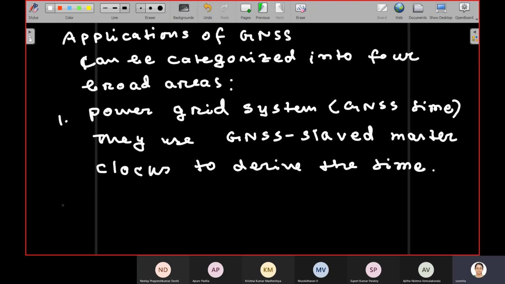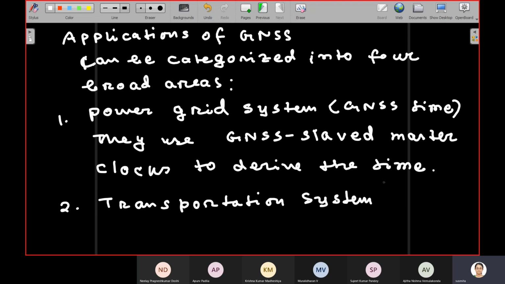Then the second area is the transportation system. Here we require GNSS PVT. Almost all modes of transportation systems now use GNSS. Whether it is railway transportation or marine navigation, civil aviation, UAV navigation, land applications, everywhere GNSS is used.